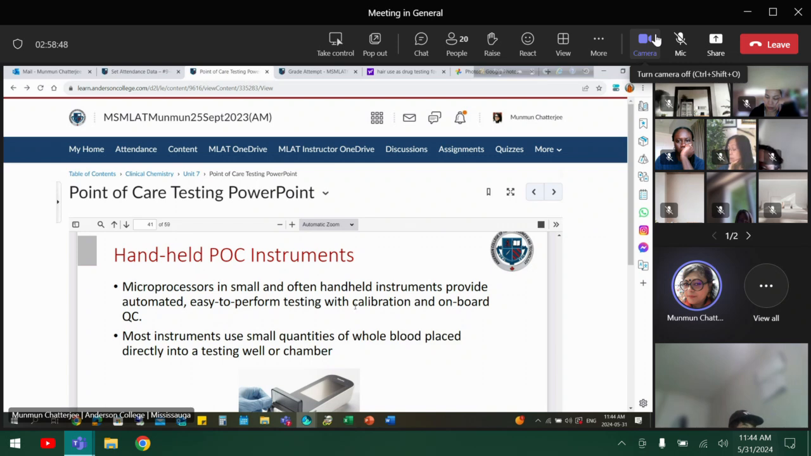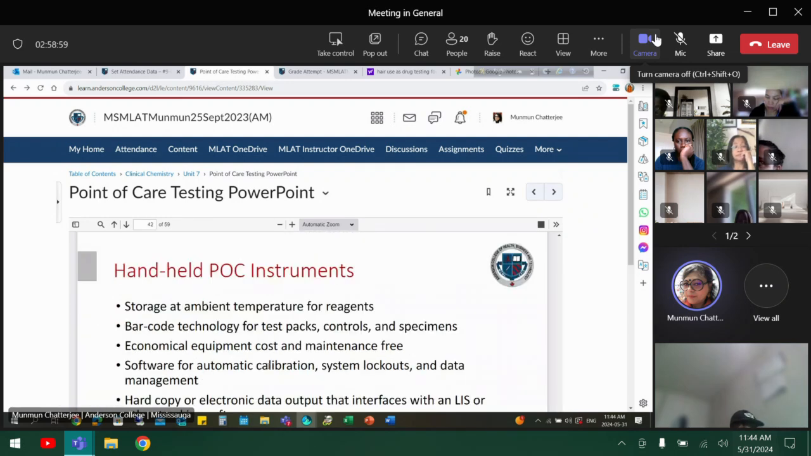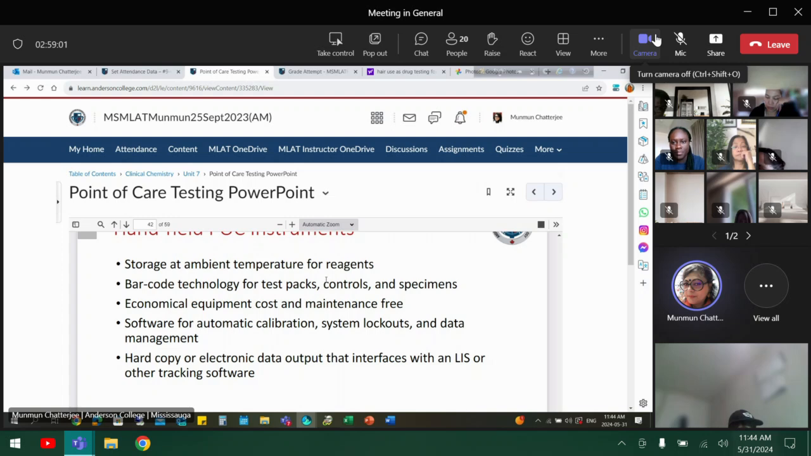Most instruments use small quantities of whole blood placed directly in your testing well or chamber, like you did for the glucose test or the HemaQ. Reagents are stored at ambient temperature, whether room temperature or in the refrigerator, as per your guidelines, SOP, and SDS. Barcode technology is used for test packs and control specimens. This is economical equipment, cost and maintenance free.